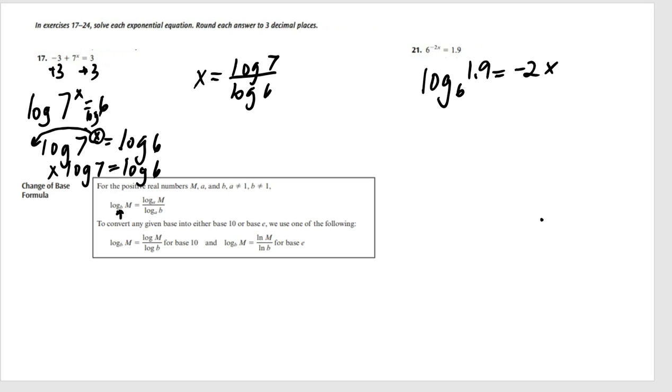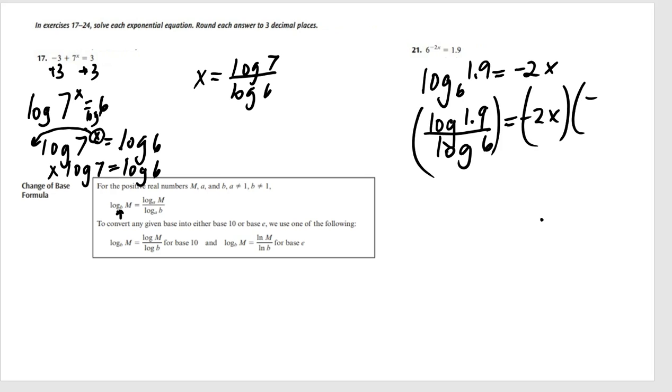Okay, so that looks great. Unfortunately, my calculator doesn't have a log base 6, but I can easily change it. The way I do it is I divide by that base. That'll give me a log base 10 of 1.9. And then I'll divide both sides by a negative 1/2.